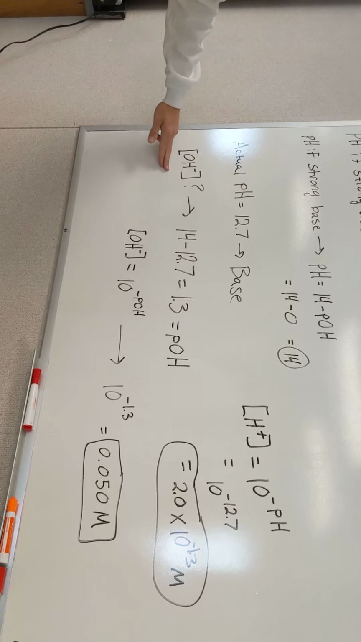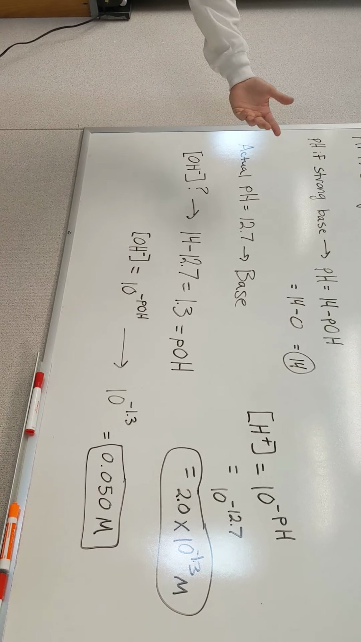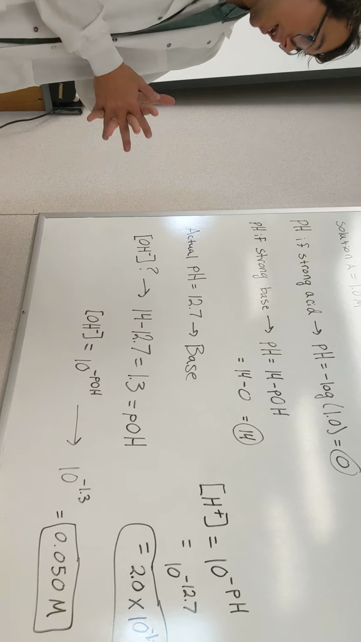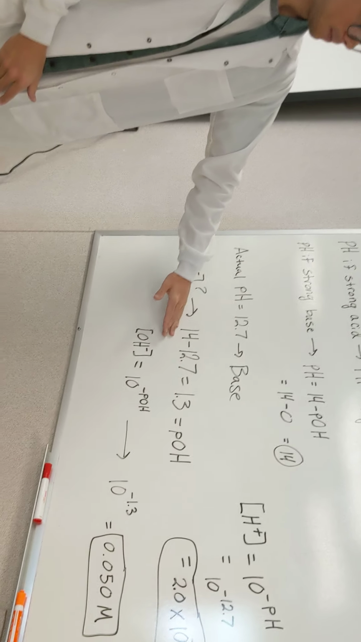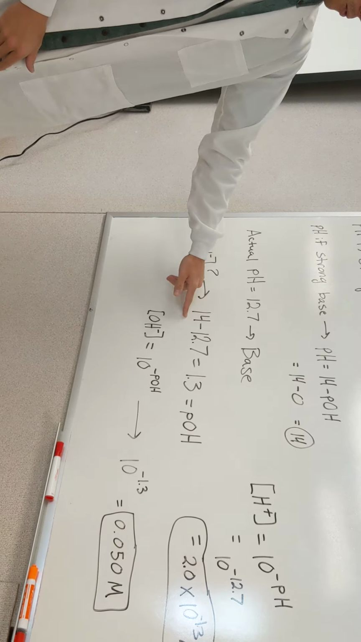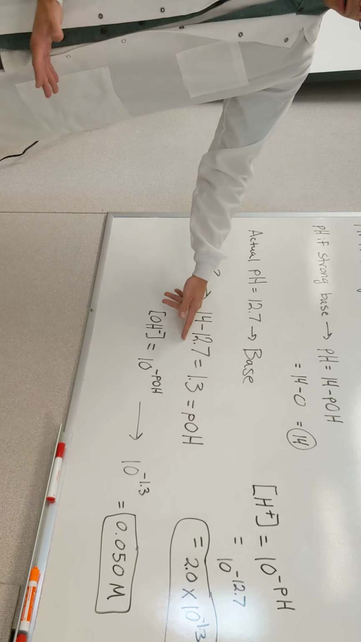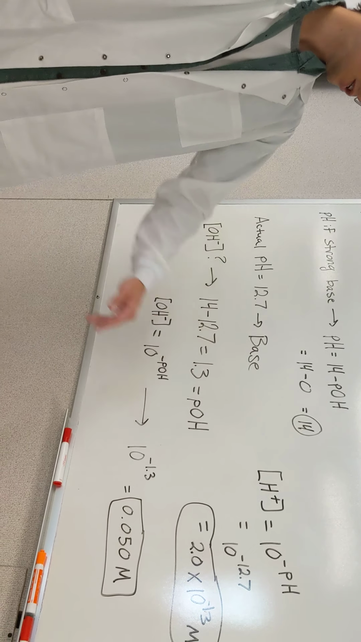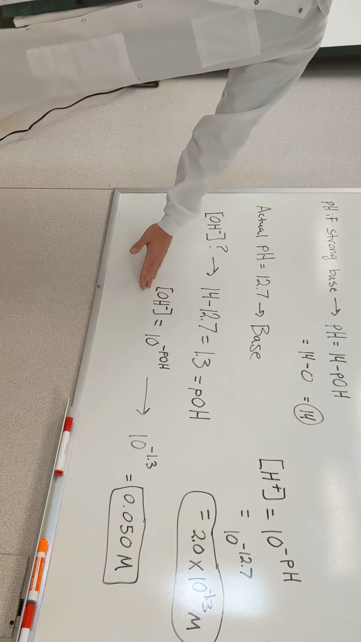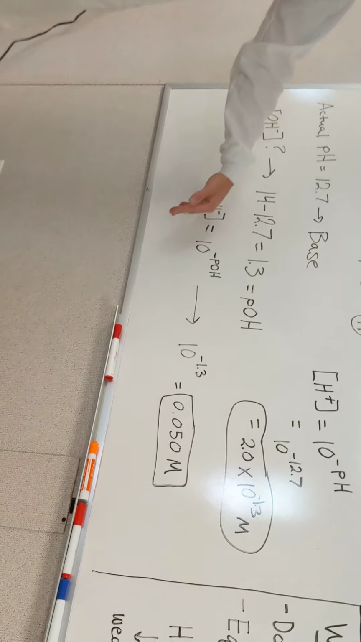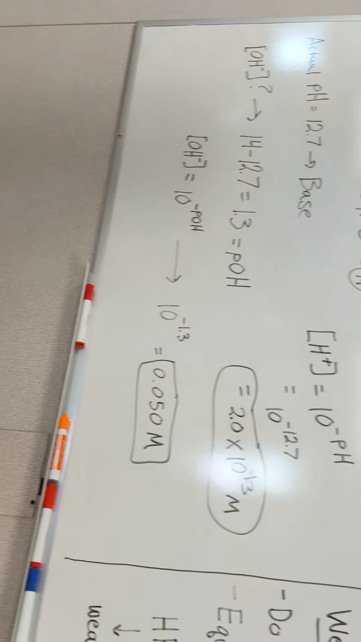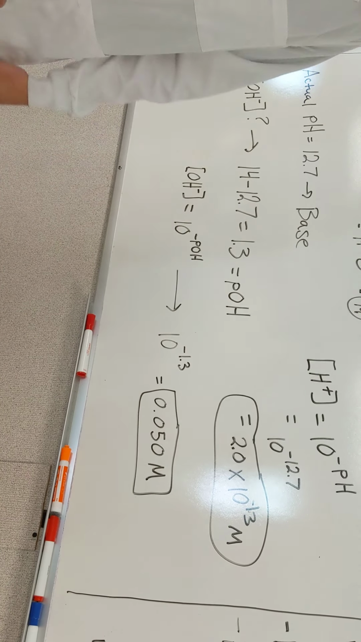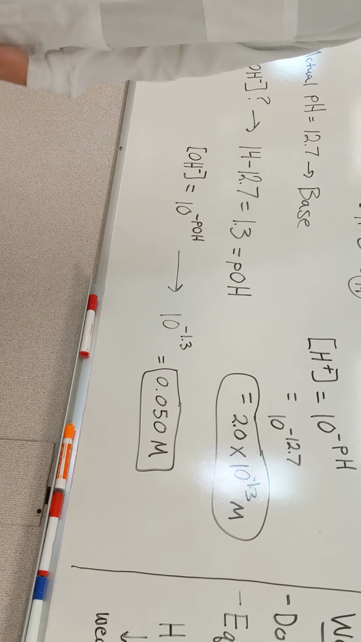Now if we come down and find the OH concentration, same deal, basically, except we're subtracting. We've got to get our pOH first. And to get pOH, it's just 14 minus our pH. So our pH was 12.7, 14 minus 12.7 gives us 1.3. That's our pOH. Now to get OH concentration, all you have to do is 10 raised to the negative pOH, just like we did with the H plus concentration. So 10 to the negative 1.3 gives us a 0.05 molar solution.